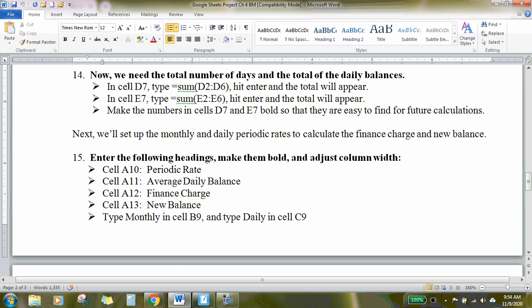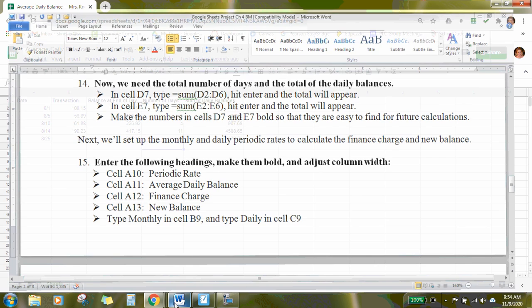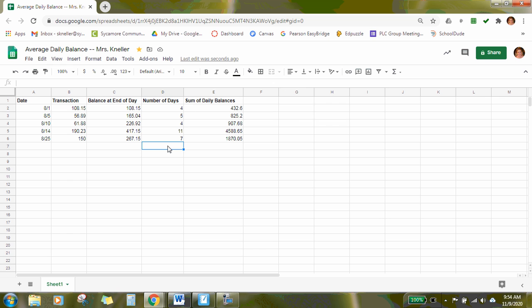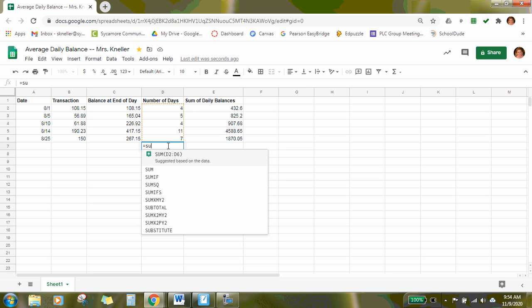So we're going to go to cell D7 and we're going to add up the number of days. Now we're going to use our sum program that we've used before, and this is where you have to actually type in the letter and the number. You can't click on the cell, and it's going to put a colon in there as well. Now Google might pop up some little helpful hints for us. So let's see what happens here. We're going to type equals sum and then the parentheses.